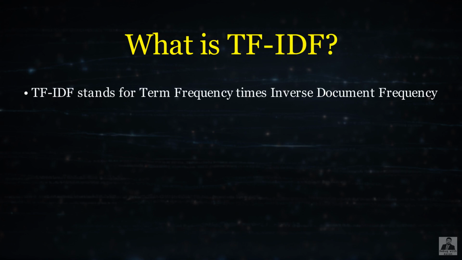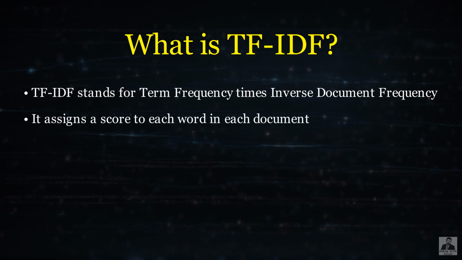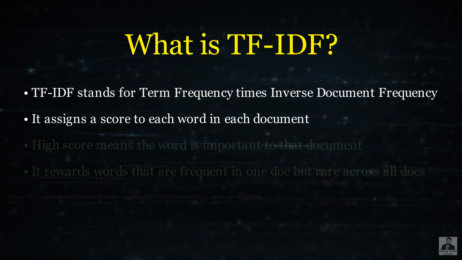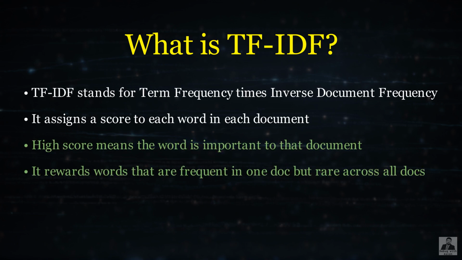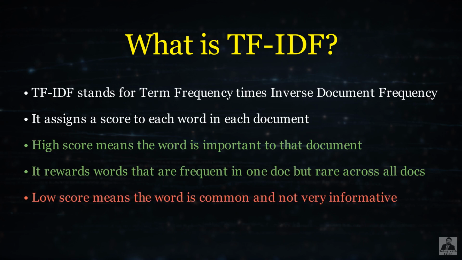TF-IDF stands for Term Frequency multiplied by Inverse Document Frequency. It assigns a numerical score to every word in every document. A high score means the word appears frequently in that document, but rarely across the rest of the dataset, making it a strong signal for that document's topic. A low score means the word is either rare in that document or appears so commonly across all documents that it carries no discriminating power.